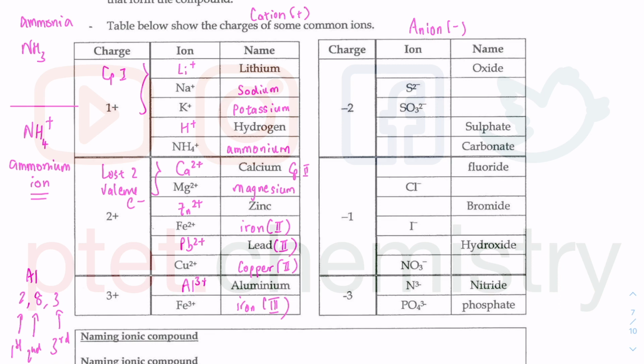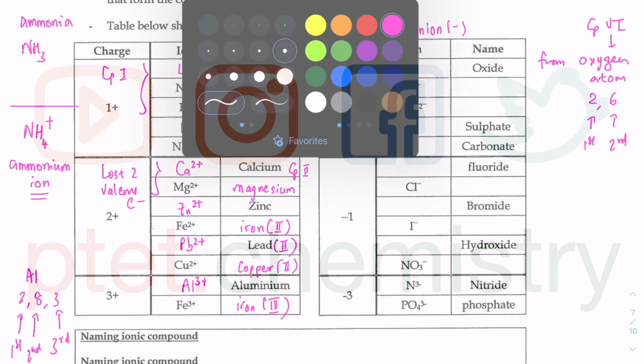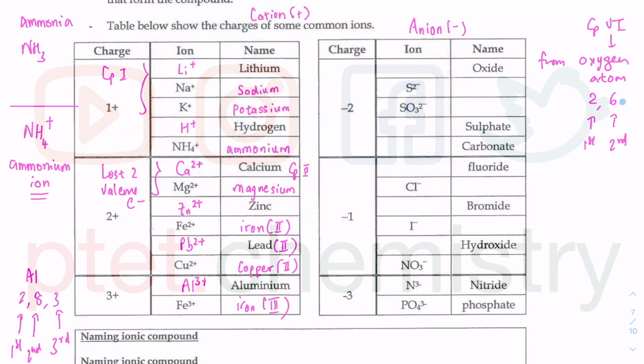Oxide. Oxides come from oxygen. The oxygen atom is in period 2. So period 1 is the first shell, period 2 is the second shell, and it's in group 6. Group 6 has 6 valence electrons, so you will need 2 electrons. The combining power is 2. The valency is 2. So when you gain 2 electrons, you will have a fully filled outer shell.